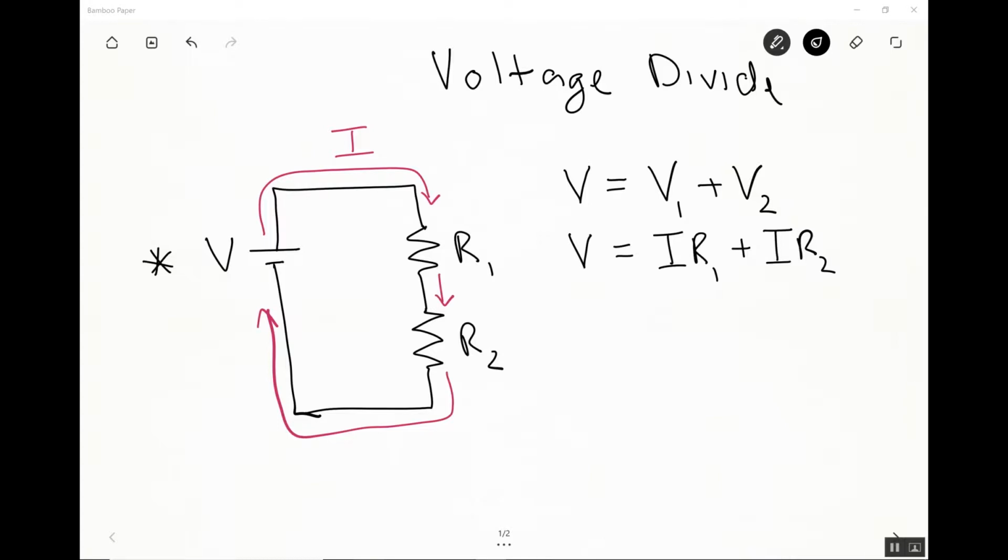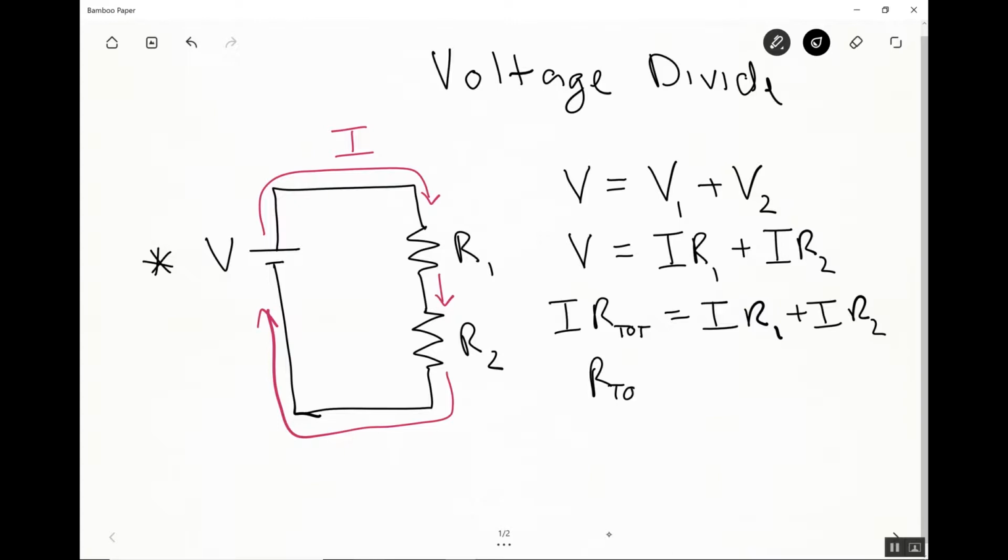So that's called Kirchhoff's voltage law. The sum of the voltage drops across any closed loop in a circuit equals the total voltage supplied to that loop in the circuit. The fact that it's called Kirchhoff's voltage law isn't really that important. The principle here is important.